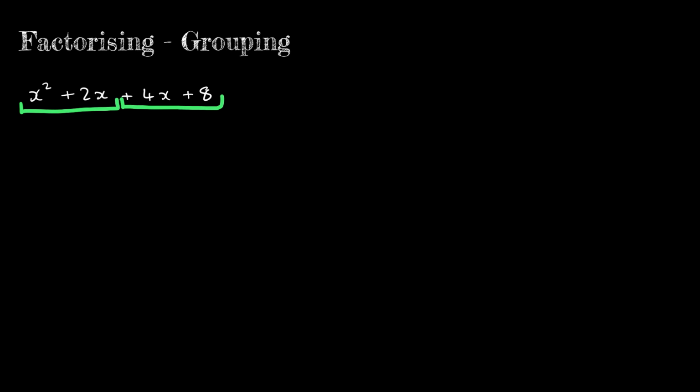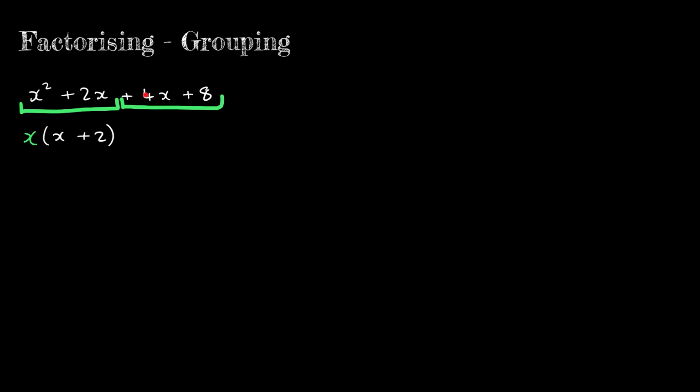What we need to do then is factorize the first term. So we need to take out what's common in the first term. So in the first 2 terms, if you look at these 2 here, what's common to the 2 of them is x. So I'm going to take x out, and I'll be left with x plus 2, because x times x is x squared, and x times plus 2 is plus 2x.